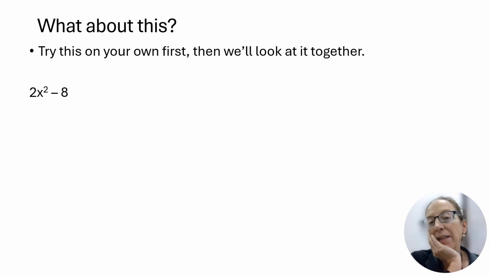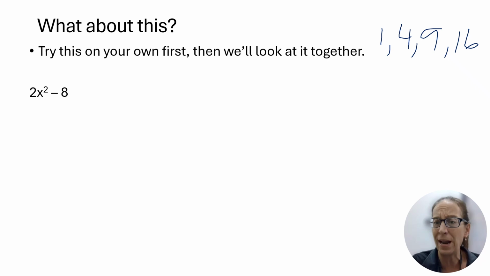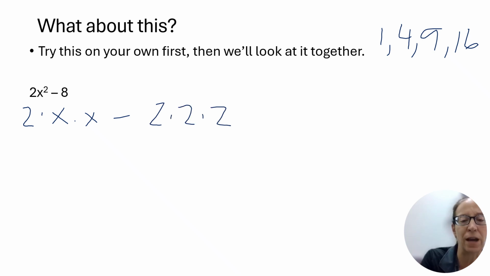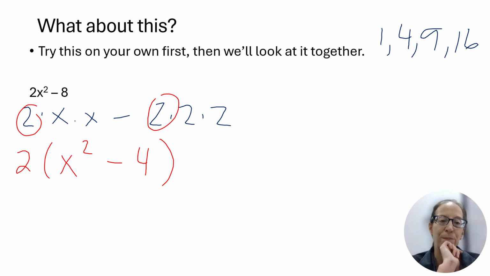Now, this one is not the difference of squares because 2 is not a perfect square and 8 is not a perfect square. So if you remember our list of perfect squares, it was like 1, 4, 9, 16, and you'll notice that 2 and 8 are not on there. But what you might notice is that we actually have a GCF. If I factor this, it's factored into 2 times x, and then 8 will factor into 2 times 2 times 2, and we have a GCF. So I can take the GCF out, and I'm left with x squared minus 4. And now x squared minus 4 is the difference of squares.